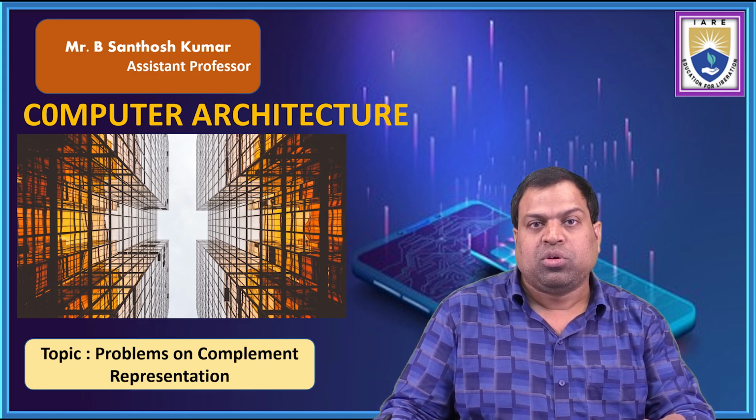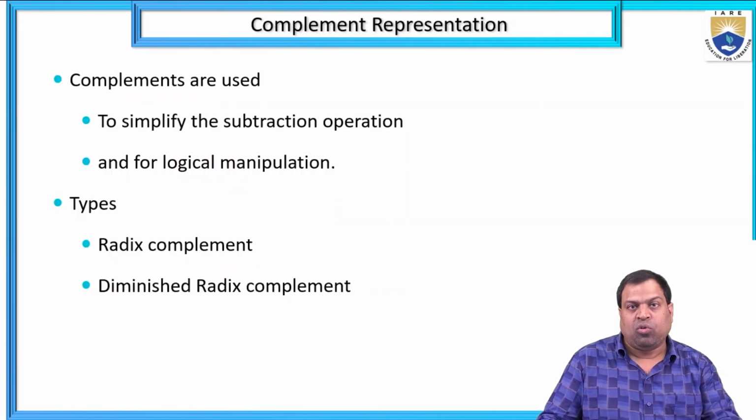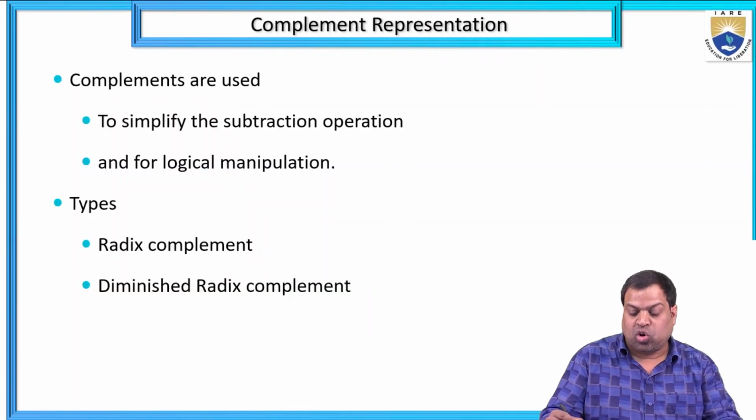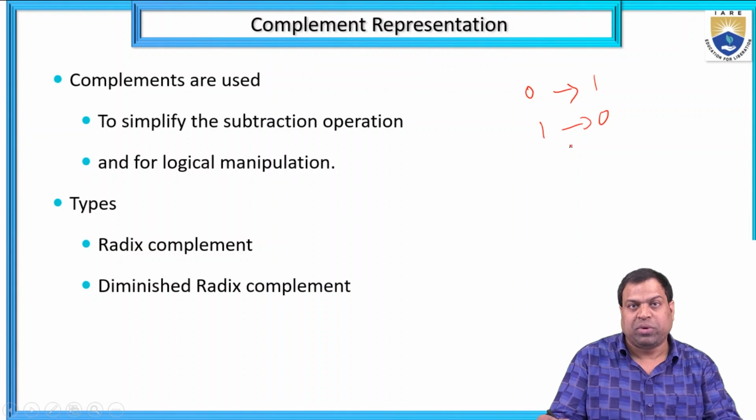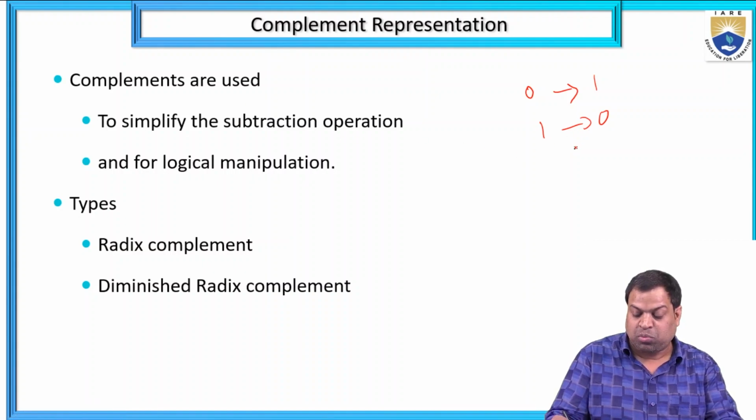Today I am discussing problem solving on complement representation. So, how are we representing the complements? Complement is nothing but, suppose the binary number is 0, the complement of 0 is 1. Suppose the binary number is 1, what is the complement of 1? That is 0. So complement means we are applying 1's complement or 2's complement like this. 1's complement is also called complement.